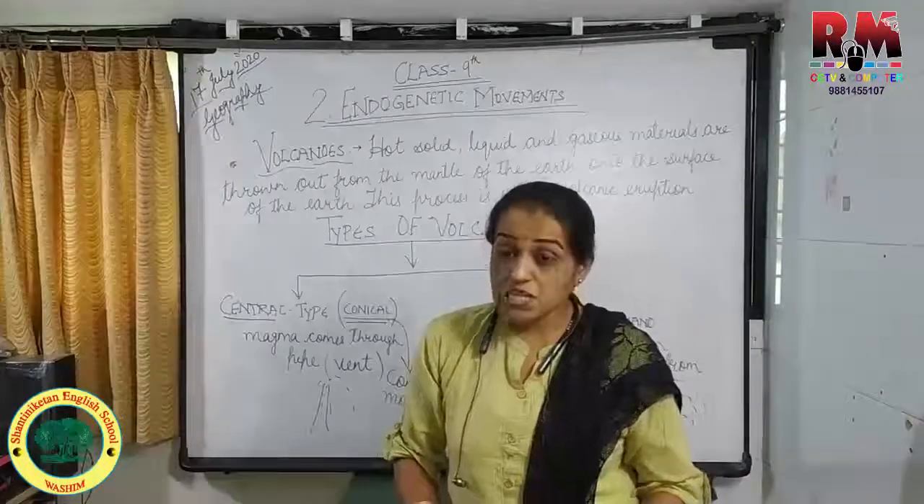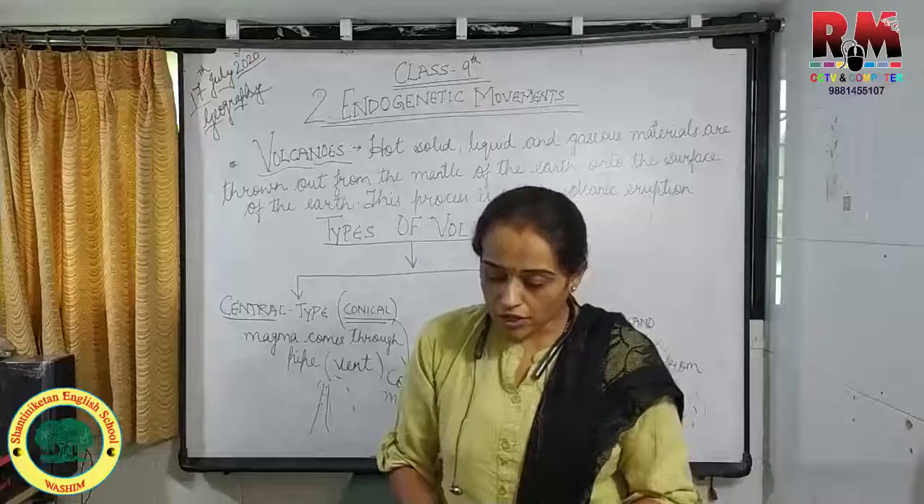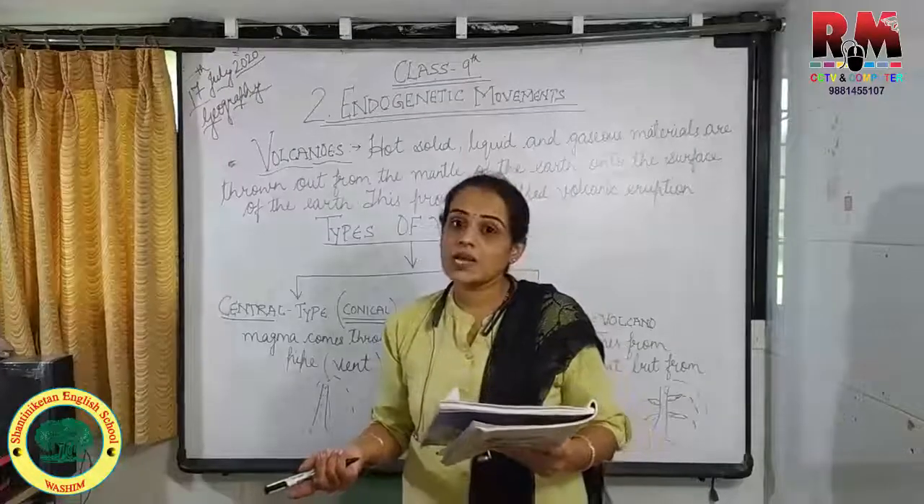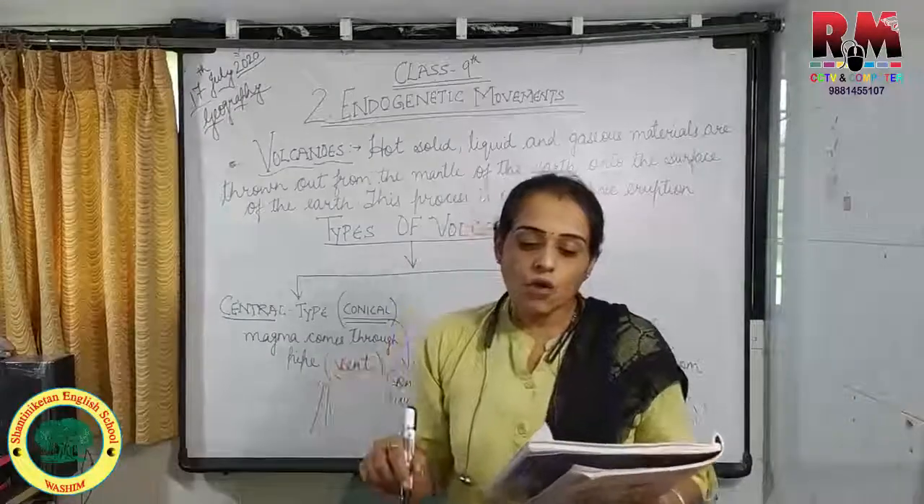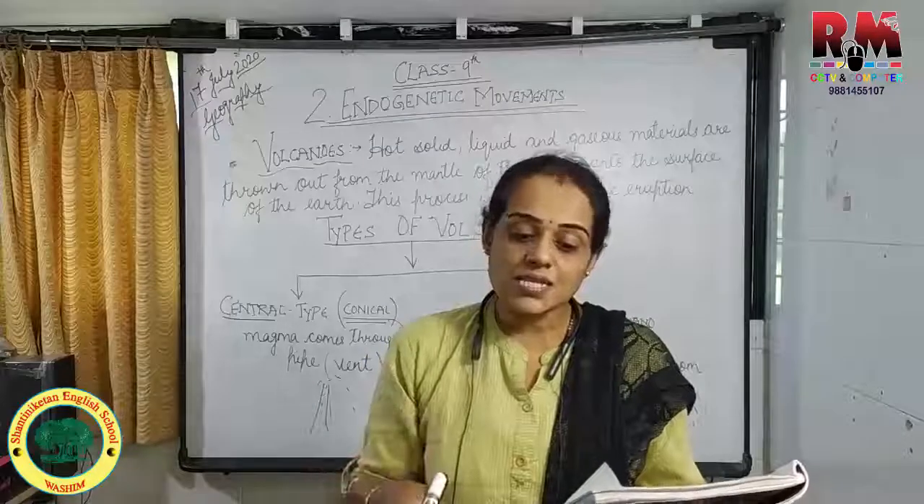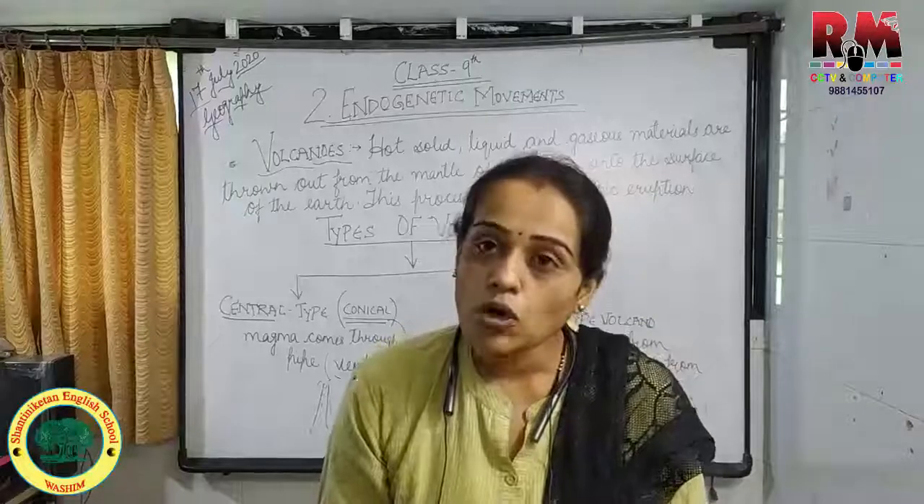Now, see on page number 17, always remember, according to the periodicity of the volcanic eruption, 3 types of volcanoes can be identified. If the volcanic eruptions are regular, even in the present time, then such volcanoes are called active volcano.